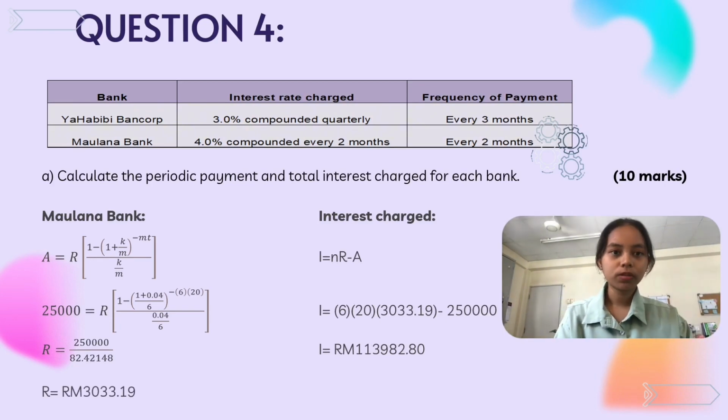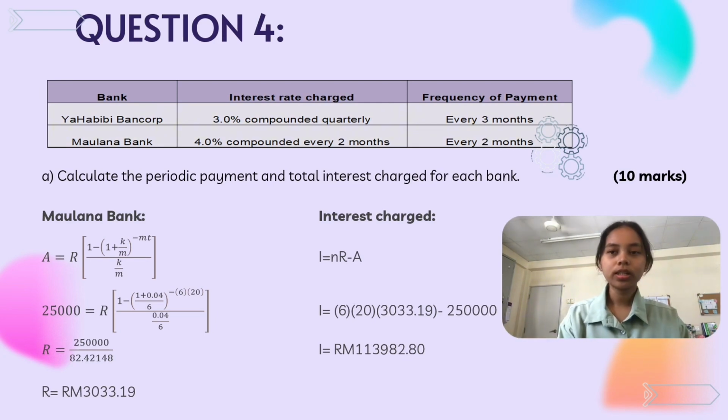So next we're going to calculate for Maulana Bank. The equation is the same as for Ya Habibi Bank. We use the equation A equals R in bracket 1 minus in bracket 1 plus K over M close the bracket, power negative M times T, over K over M. So this time K for Maulana Bank is 0.04 and M is 6 because it compounds every 2 months. We calculate all the information they gave below, and R equals 250,000 over 82.42148. The final answer for R is RM 3033.19.